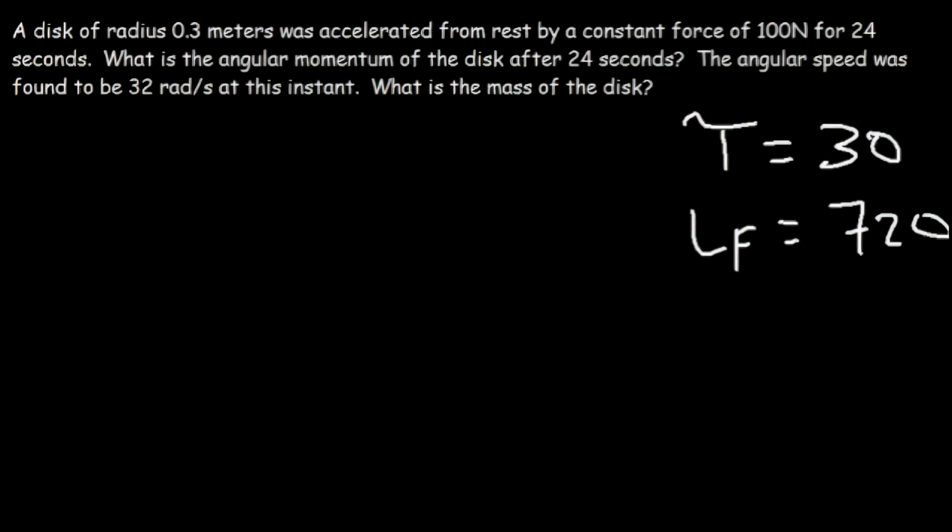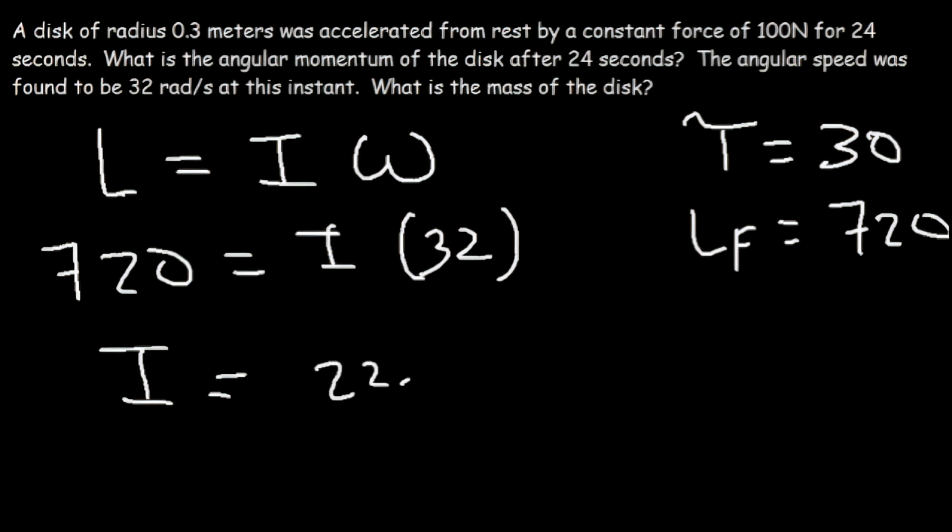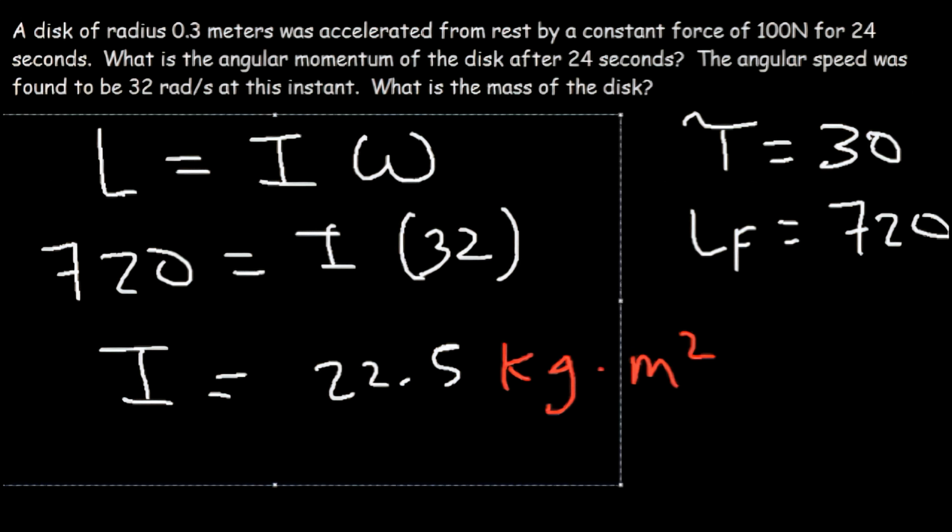Now, if the angular speed was found to be 32 radians per second at this instant, what is the mass of the disk? So we know that angular momentum is the product of the inertia times the angular speed. So L is 720 and omega is 32 radians per second. So 720 divided by 32 will give us an inertia of 22.5 kilograms times square meters. Now that we have the inertia, we can calculate the mass of the disk.